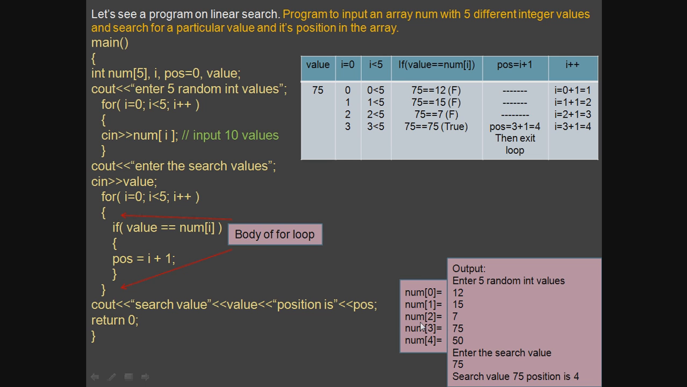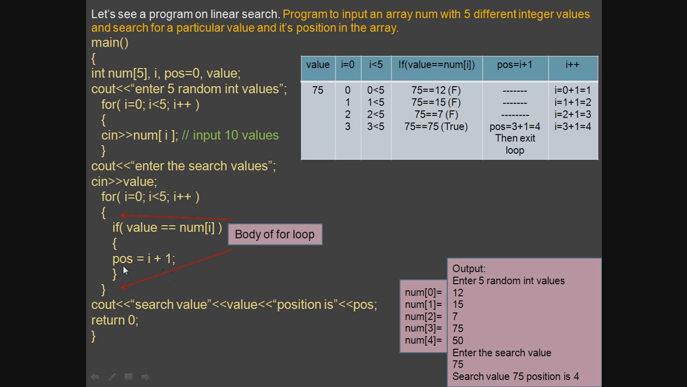What value is stored in num[3]? Is value 75 equal to num[3]? Num[3] stores the value 75. Since both are the same, the body of the if block will be executed, that is position equals i plus 1. The value of i is now 3, right? So 3 plus 1, 4. Now see how it displays: search value 75, position is 4. Which is 1, 2, 3, 4. For that reason here it is written i plus 1.